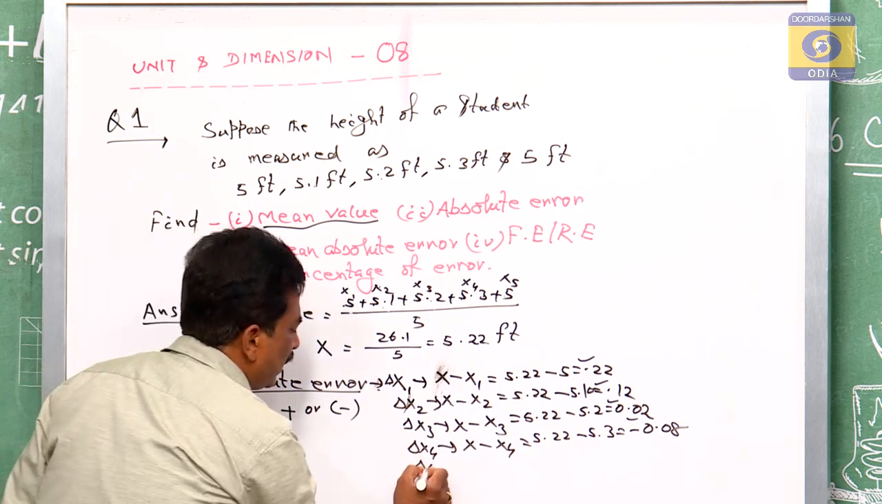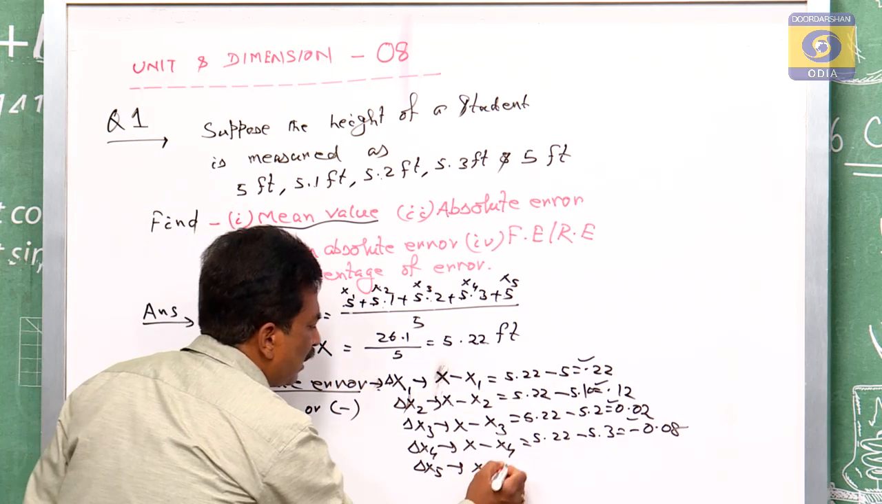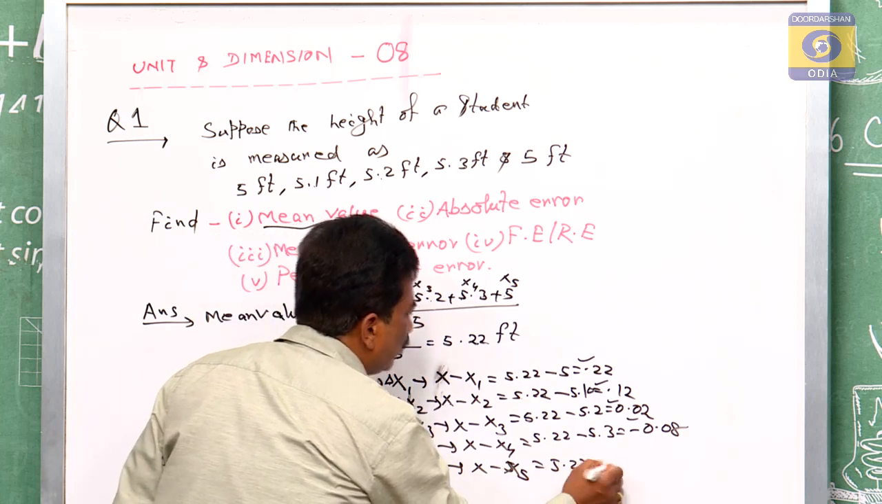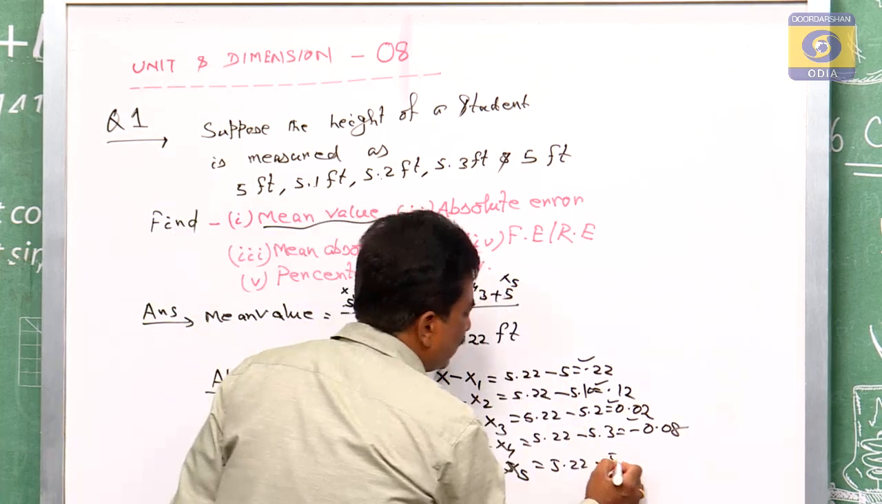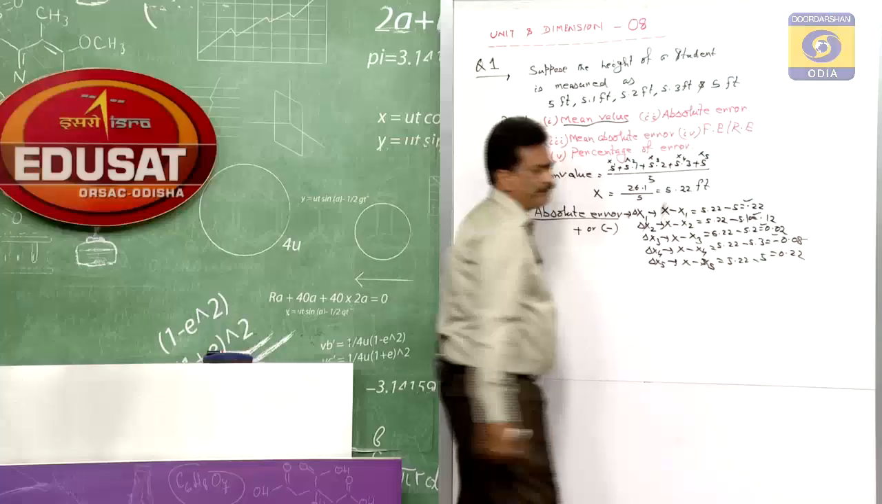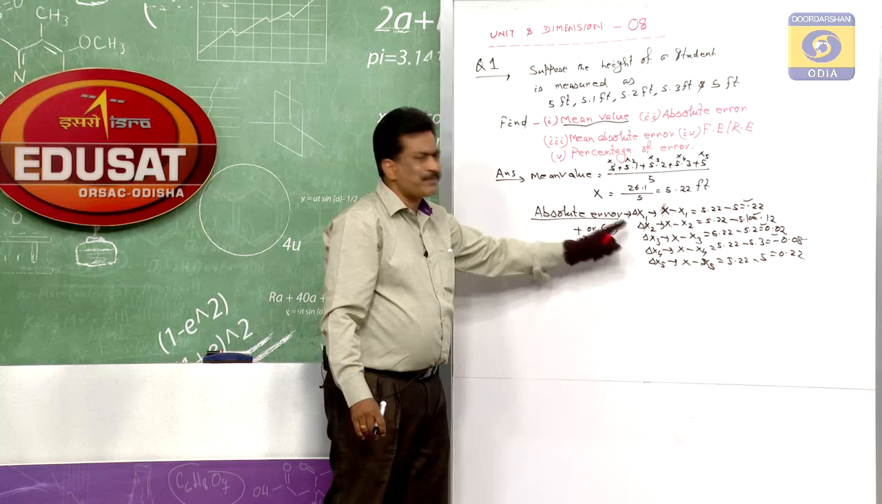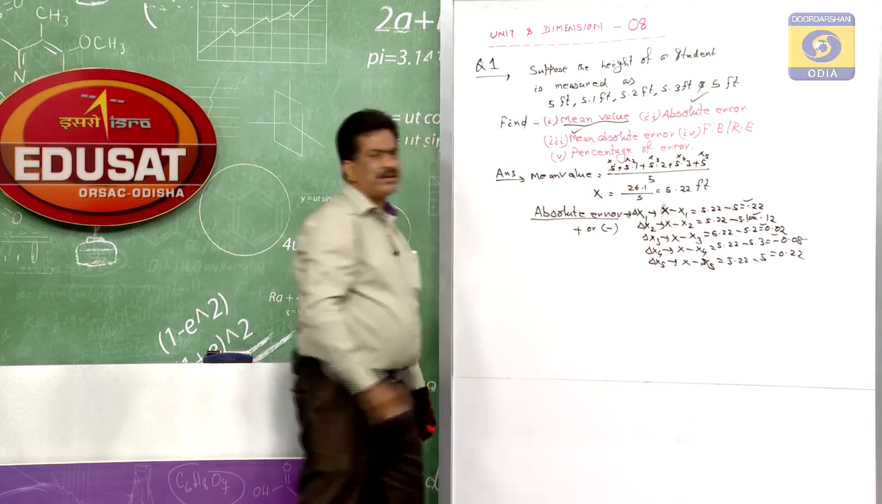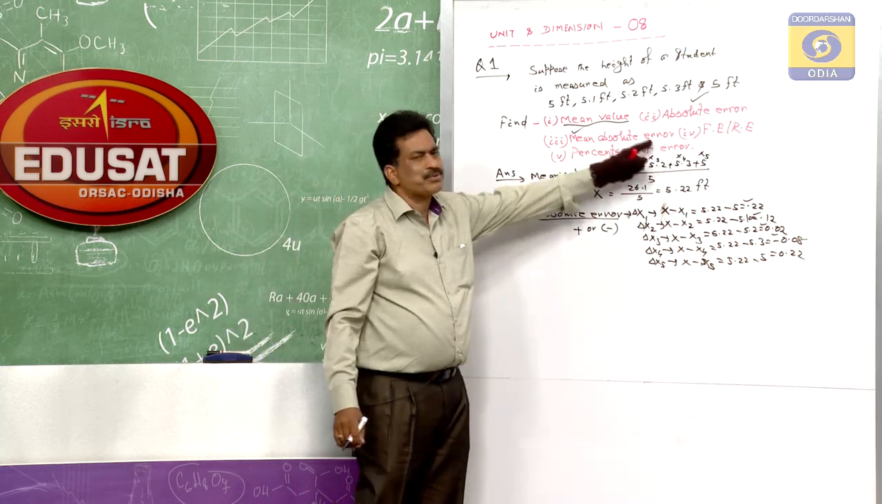Similarly, there is del x5, that is x minus x5, that is 5.22 minus. What is the x5 one? That is 5, so that is 0.22. So this is the absolute error. So the second part is over. Can you proceed to the third part? That is the mean absolute error.